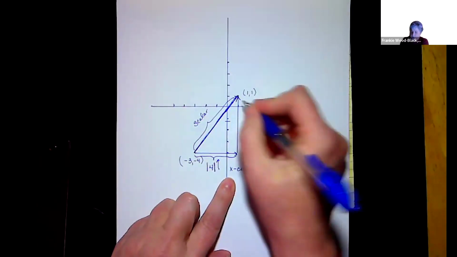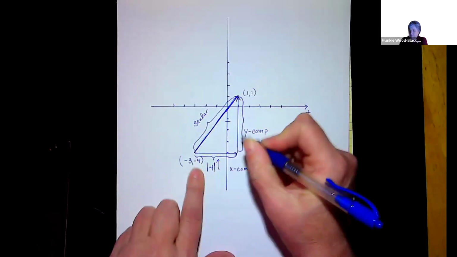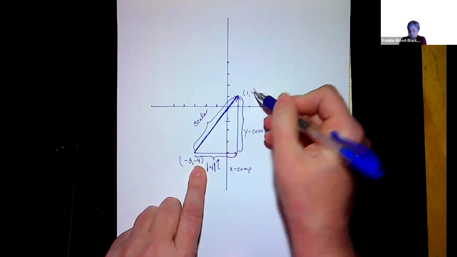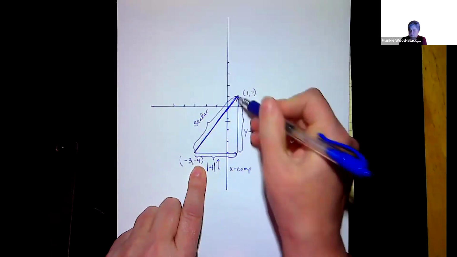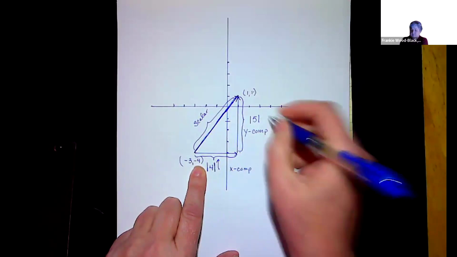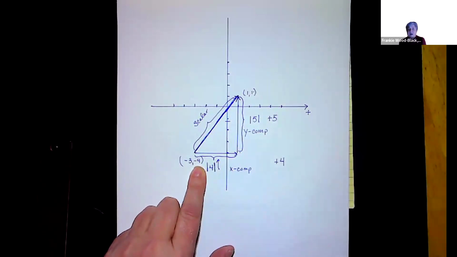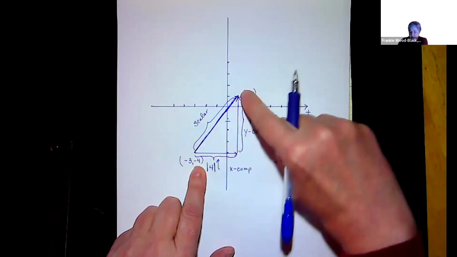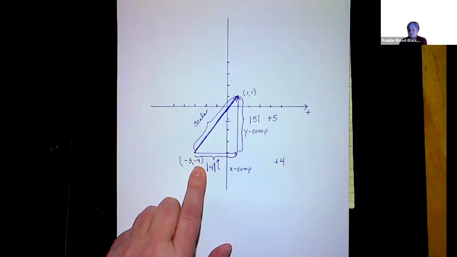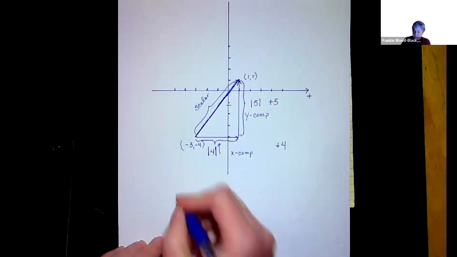Similarly, I can do the magnitude of this Y component, and I'm going from -4 to 1. Then I go up 4 plus 1. So the magnitude of this vector is 5. And we can write it as a +5 because I'm now giving it direction. So I've broken up this item and I've given each component. Now we can do a couple of fun things.